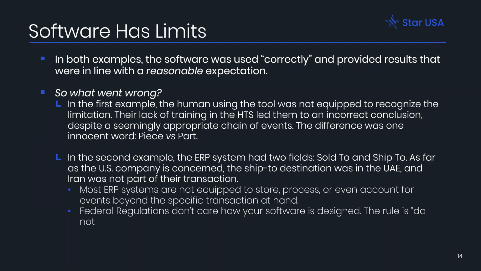In the second example, the ERP system only had two fields, sold to and shipped to. And that's very, very common in most ERP systems. As far as the US company is concerned, those are the only players in the transaction. They're not dealing with the end buyer in Iran. They're dealing with their agent in India. And to create the order, you don't need to mention Iran. So they created the order as they're supposed to, and those fields were screened, and it did not catch that Iran was a problem part of this transaction.